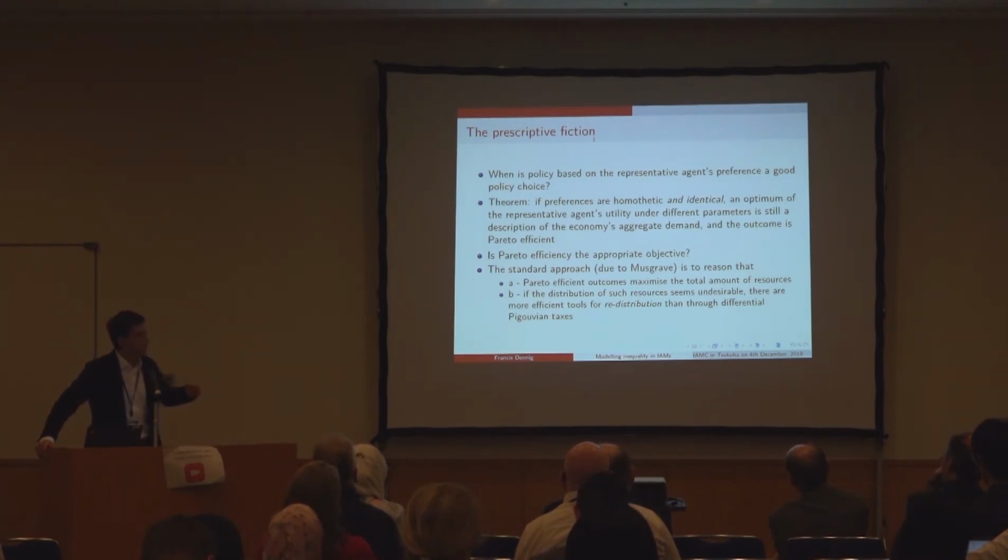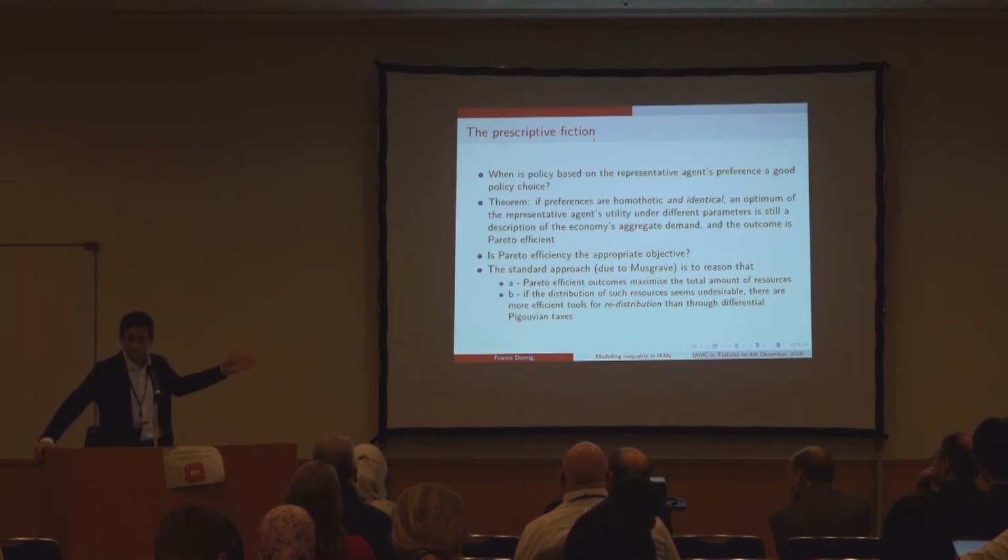And then if somehow the distribution of resources is undesirable as it comes out of our model, then there are possibly more efficient tools for redistribution that other aspects of the political unit will worry about. So this is the framework that gives the economist a free pass to only worry about Pareto efficiency, right? But it's important to state because it's often tacitly assumed and not really made explicit.